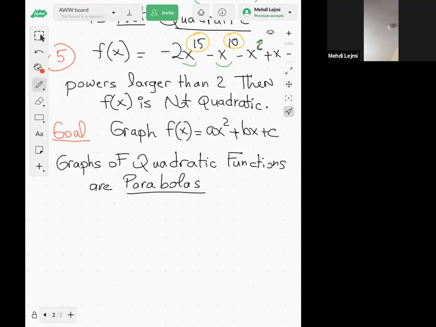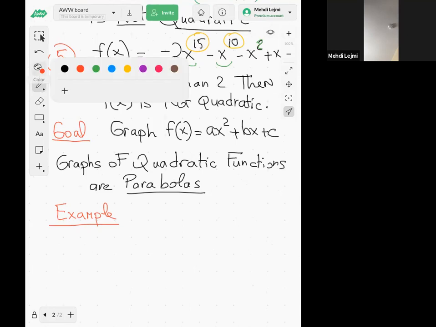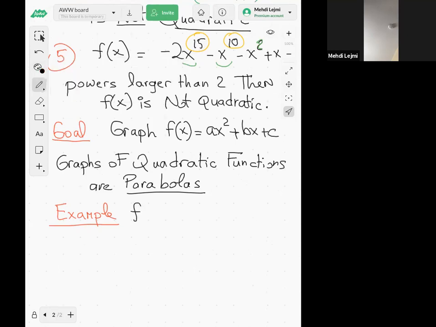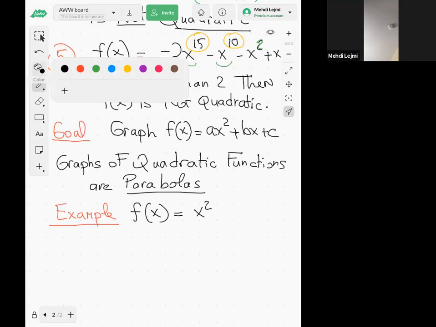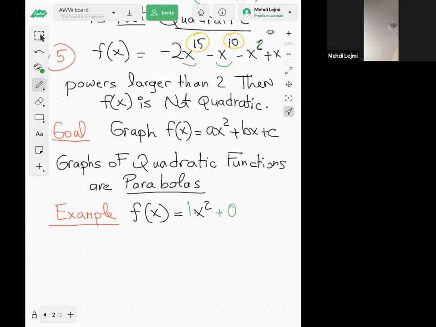Here's an example. Let's take a very simple quadratic function, the simplest one, I guess, which is x squared. f of x equals x squared, right? So this is 1 times x squared, so your a is 1. There's no x, so it's like 0 times x. And there's no constant c, so it's like plus 0, right? So your a is 1, your b is 0, and your c is 0.